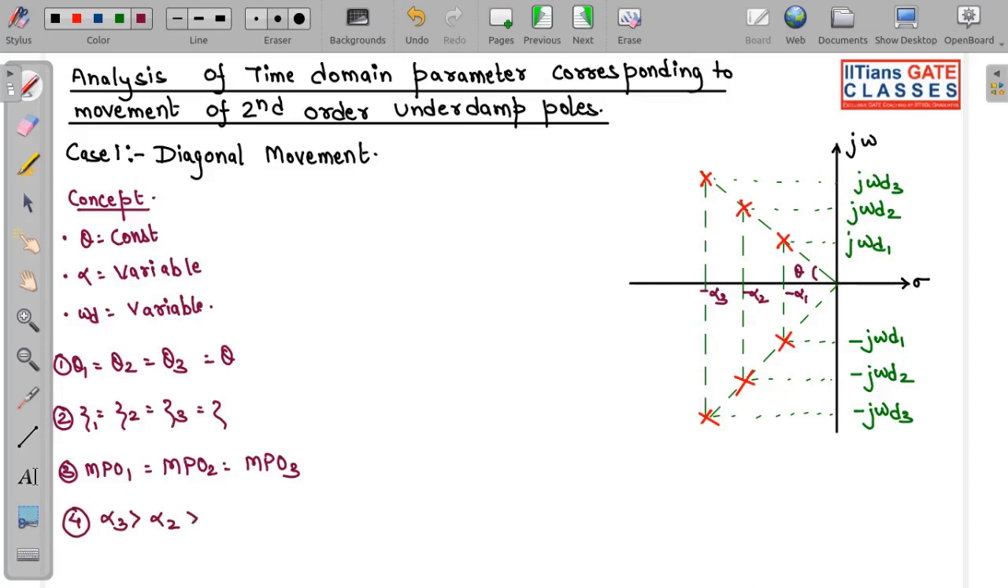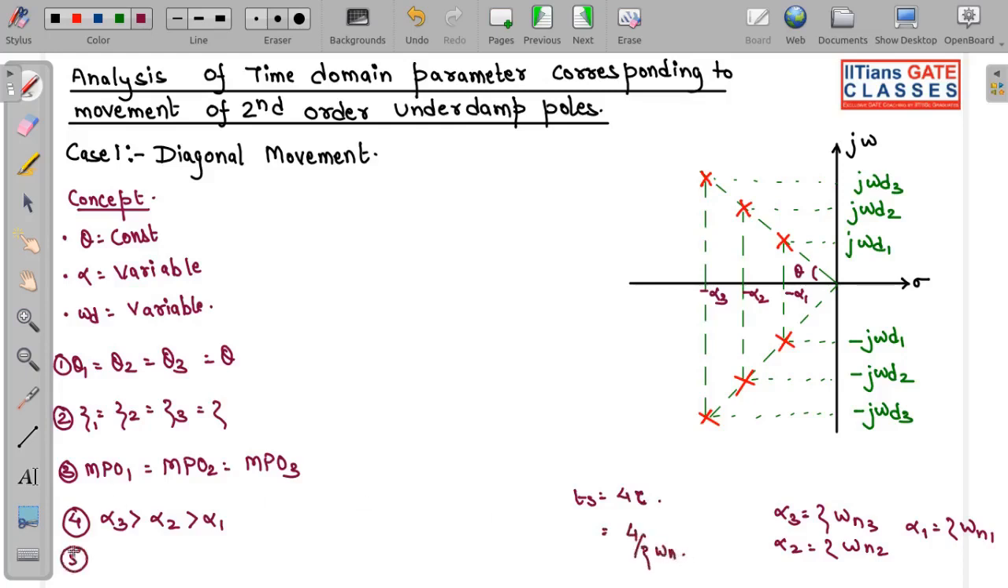alpha 3 greater than alpha 2 greater than alpha 1, where alpha 3 is equal to zeta omega n3, alpha 2 is equal to zeta omega n2, and alpha 1 is equal to zeta omega n1. So basically over here we know what settling time is equal to, if we take 2% error band, so that is 4 tau, where tau is equal to 1 by zeta omega n. We have seen this. So this is 4 by zeta omega n.